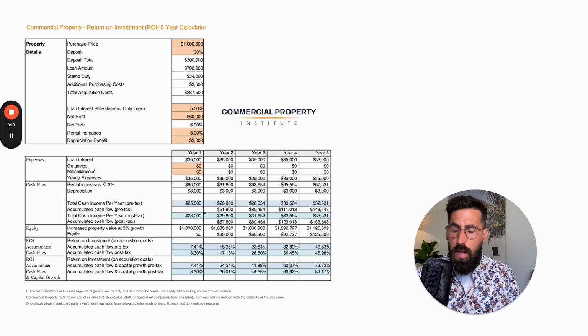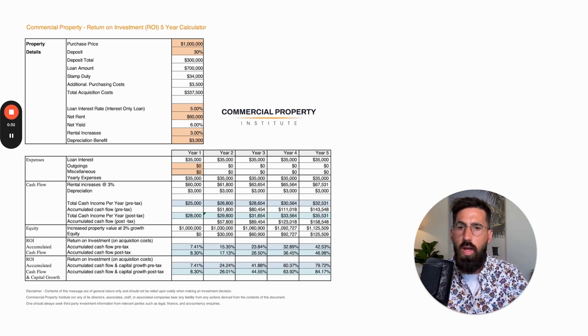This spreadsheet is really important because it's where you'll actually be able to compare multiple investments, because you'll be able to look at how your commercial property compares with shares or residential and get a true understanding of exactly where it sits in the grand scheme of things. So let's have a look at the spreadsheet.